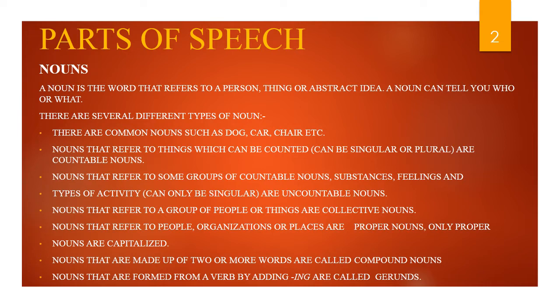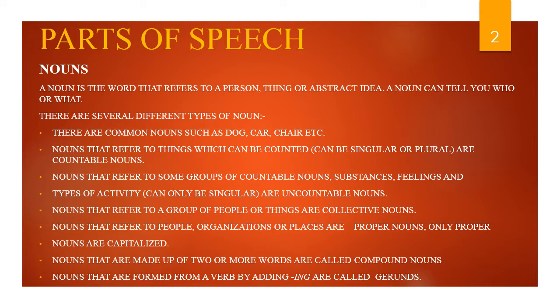Nouns that refer to people, organizations, or places are proper nouns. Only proper nouns are capitalized. For example, the name of a person, the name of any holy book, the name of an ocean, names of seas, rivers, lakes. The first letter of a proper noun will be capitalized.